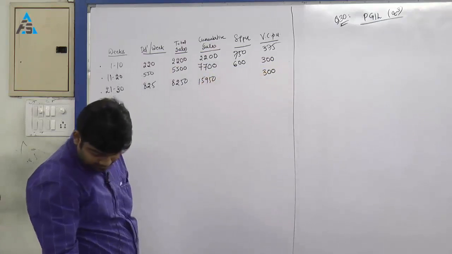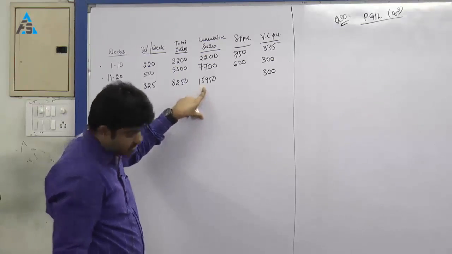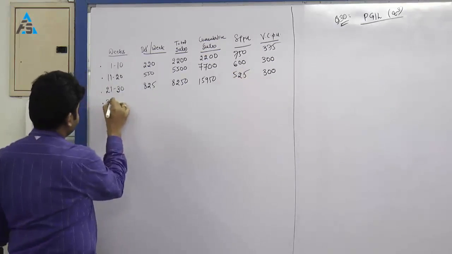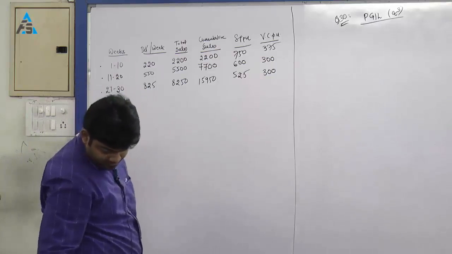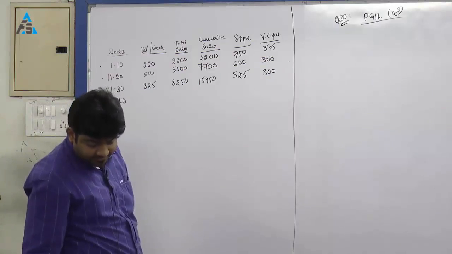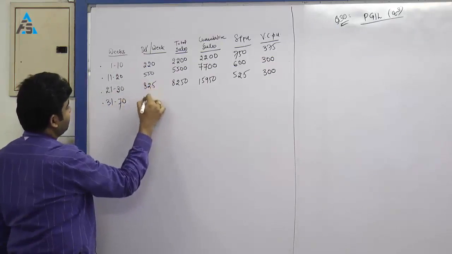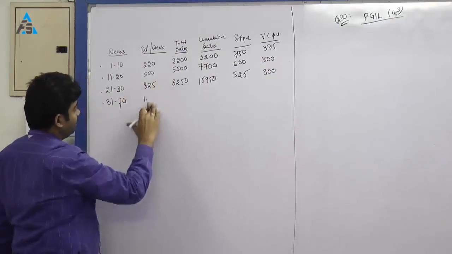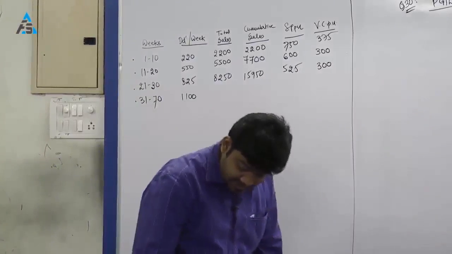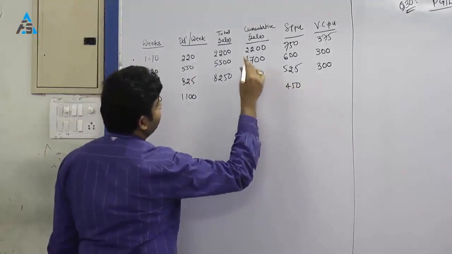Let's look at the selling price. Selling price from 7701 to 15950 is 525, so I write here 525. I continue with weeks 31 to 40. Again, demand per week is 1,100, so I'll write here demand per week is 1,100. Now, what is the selling price? Selling price from 15,951 to 59,950 is 450.